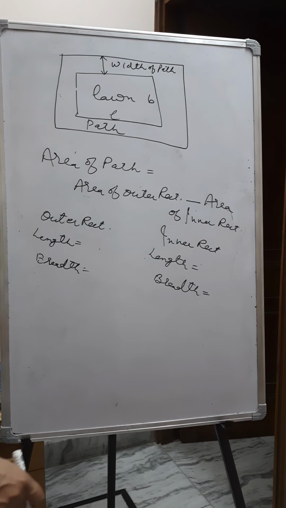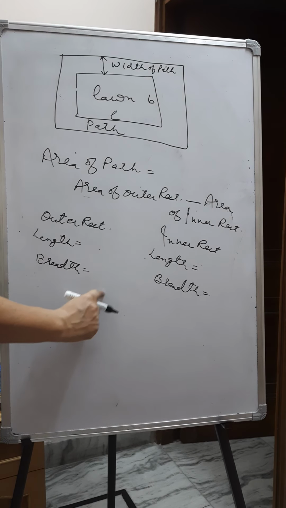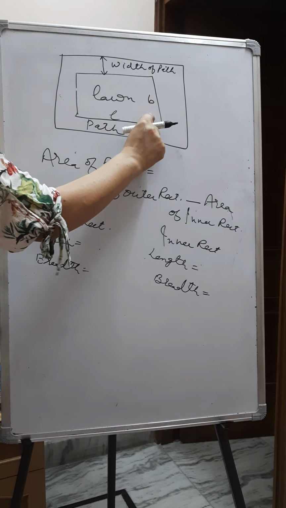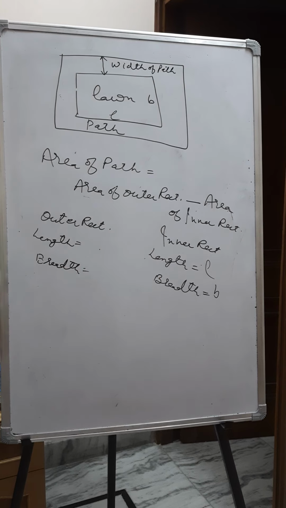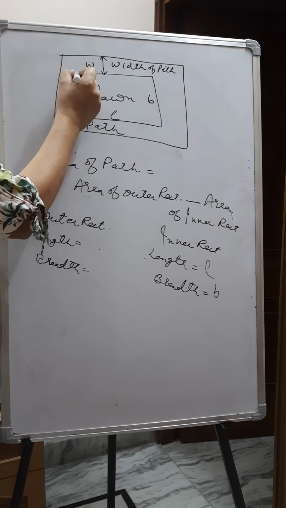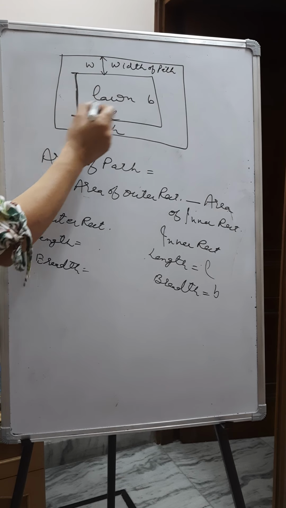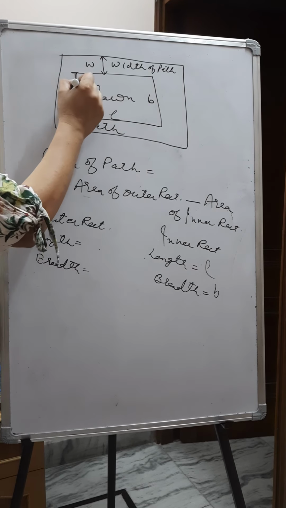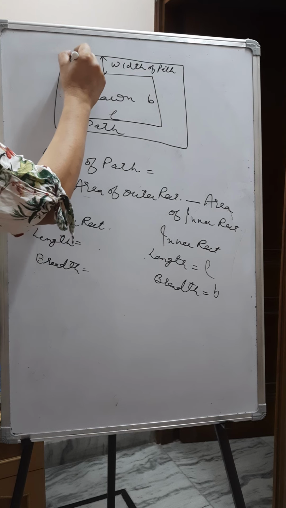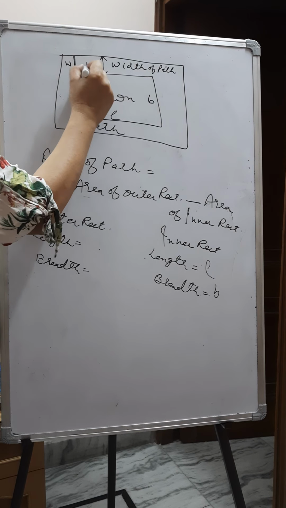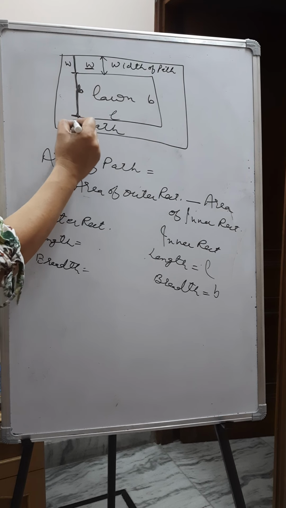Now how will you calculate the length and breadth of the outer rectangle? For the inner rectangle we are given length L and breadth B, right? But for the outer rectangle, how will we find the length? This distance is B, so this is also B for the breadth of the outer rectangle. The width given is W, right? This width is also W.